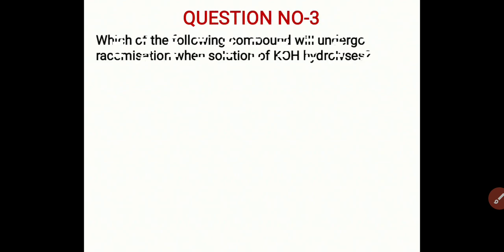Then question number 3. Which of the following compounds will undergo racemization when hydrolyzed with a solution of KOH? Always remember, racemization is the process of conversion of the D and L isomers, the two enantiomers, into a racemic mixture. This process is called racemization, which means racemization is possible only if there is a chiral center in the product. That is a very important point, remember, chiral center.